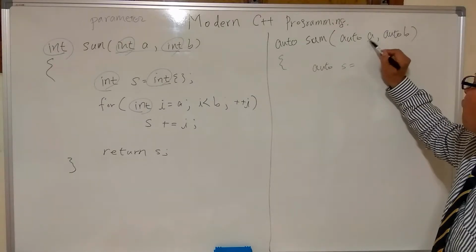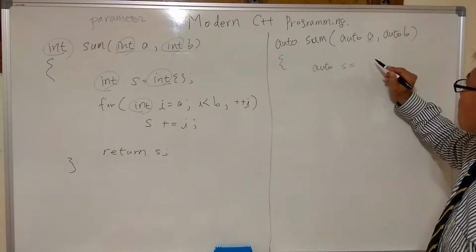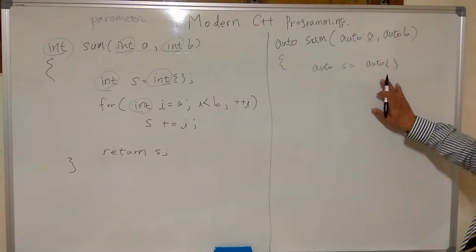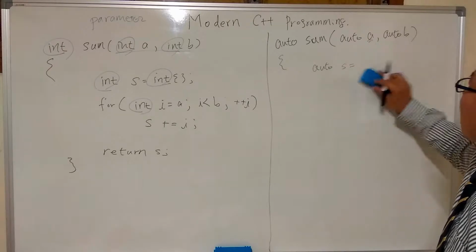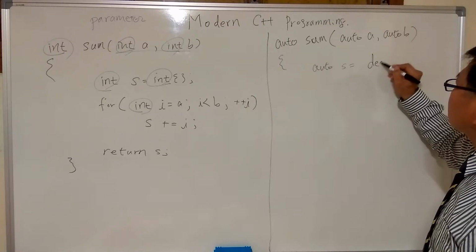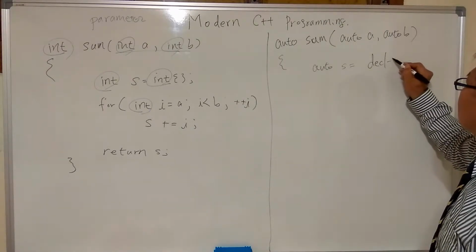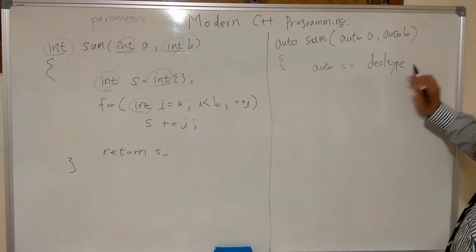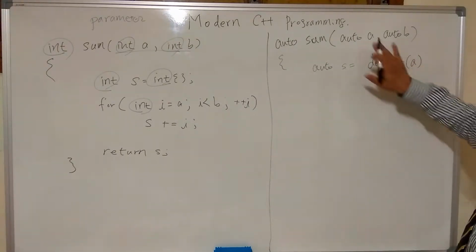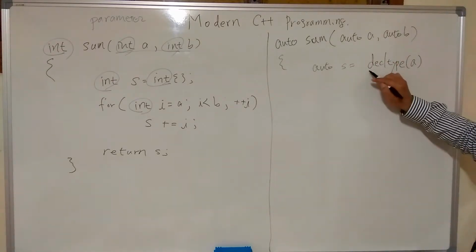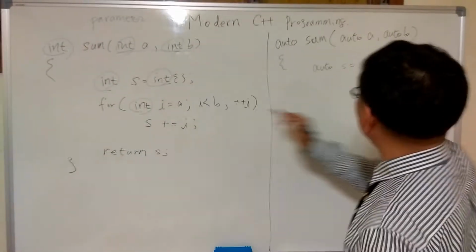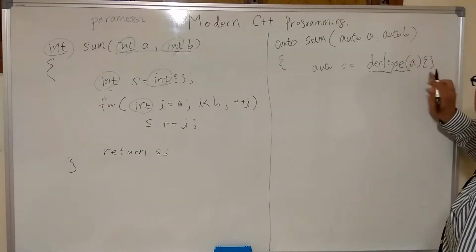How do we know the type of the variable? Can we do this with auto? No, we can't do this. We have to figure out A's type. Okay? Say decltype, then parenthesis A. This statement gives the type of A. So then we can initialize like this, with the default value.